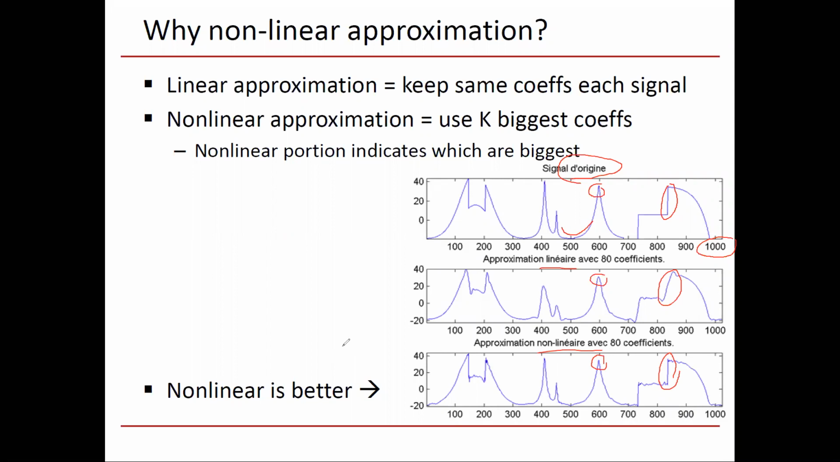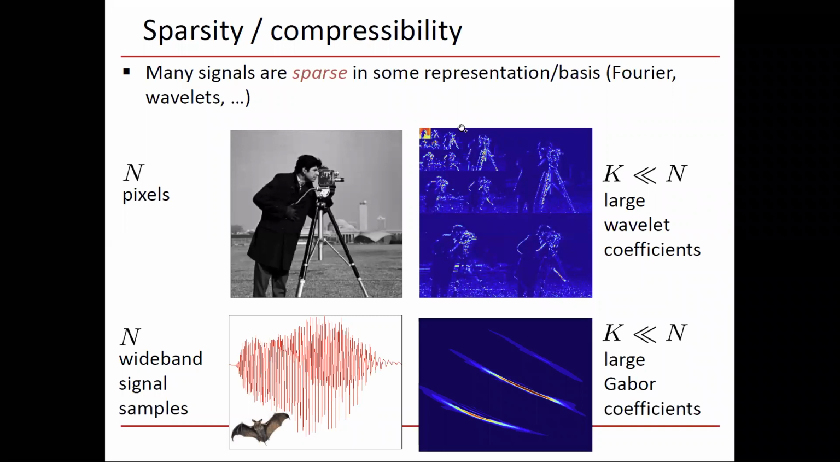Now, we're paying a price. We need to encode the locations of the k largest ones, but that price, as you can see, is often worthwhile. So here's an example that this is not an abstract concept, but there are lots of signals that actually are sparse with respect to some well-chosen representation or basis.